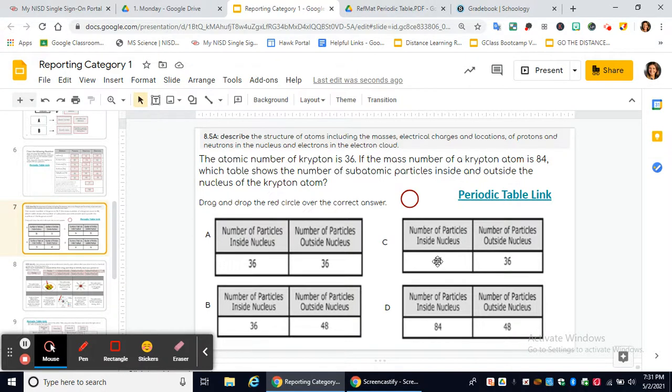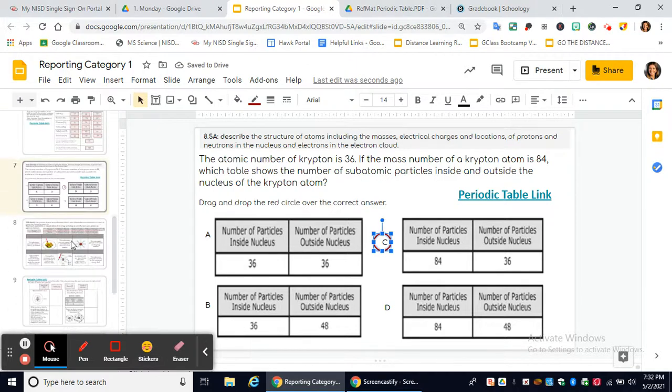So 48 neutrons plus 36 protons equals 84. So my number of particles inside the nucleus, remember your protons and neutrons are inside your nucleus. So I had to find out how many neutrons I had, and then this tells me how many protons I had. Number of particles outside the nucleus, those are going to be your electrons. And remember, your atomic number equals your number of protons and electrons. So C would be correct.